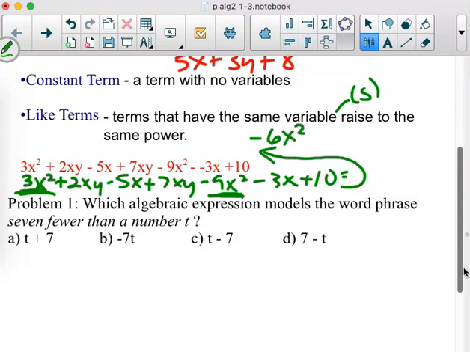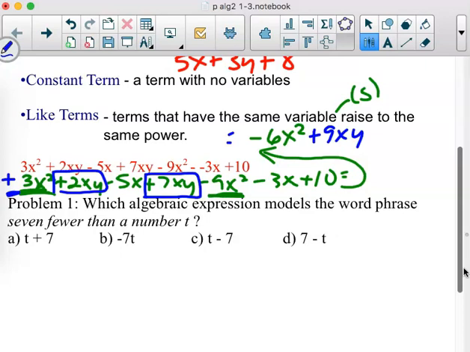So now I have my x squareds taken care of, and I go to the next term, and I see the next term is 2xy. So I'm looking for other xy's, and I see plus 2xy plus 7xy, because you always go by the sign that's in front of the term. And if there isn't one, like this one up here, it's because it's positive. 2xy plus 7xy is 9xy.